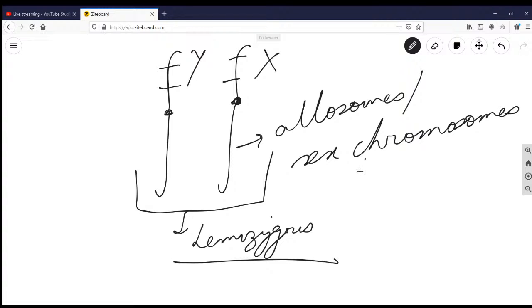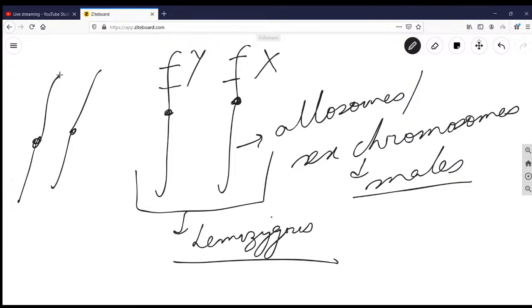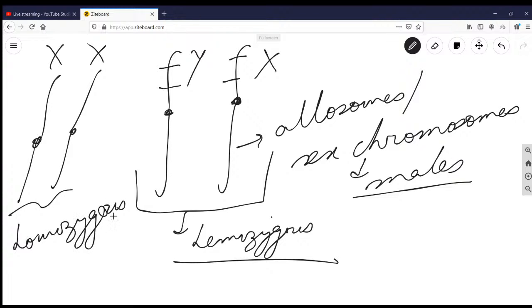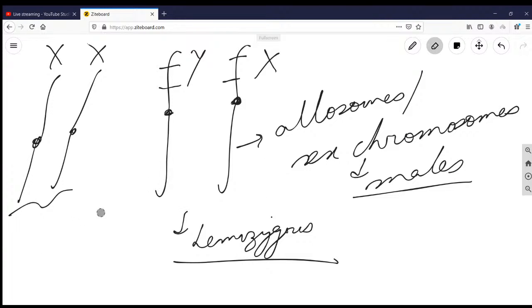Only in the case of boys or males are they hemizygous. In the case of girls there will be two X chromosomes, X and X, which will again be homozygous. So in the case of girls it will be a homologous pair of chromosomes.